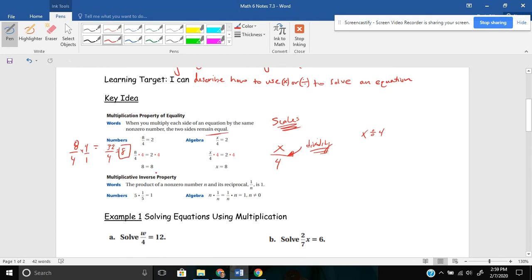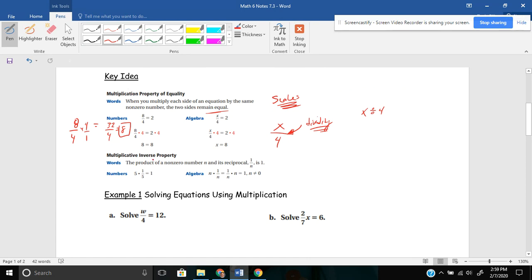So the same is true for the multiplication property. The product of a non-zero number, n, and its reciprocal, 1 over n, is 1. So 5 times 1/5 is 1. Let's just make sure we remember that. 5 times 1/5. These are reciprocals. 5 times 1 is 5. 1 times 5 is 5. 5 divided by 5 is 1. That's all that's saying, okay? Where n cannot equal 0.